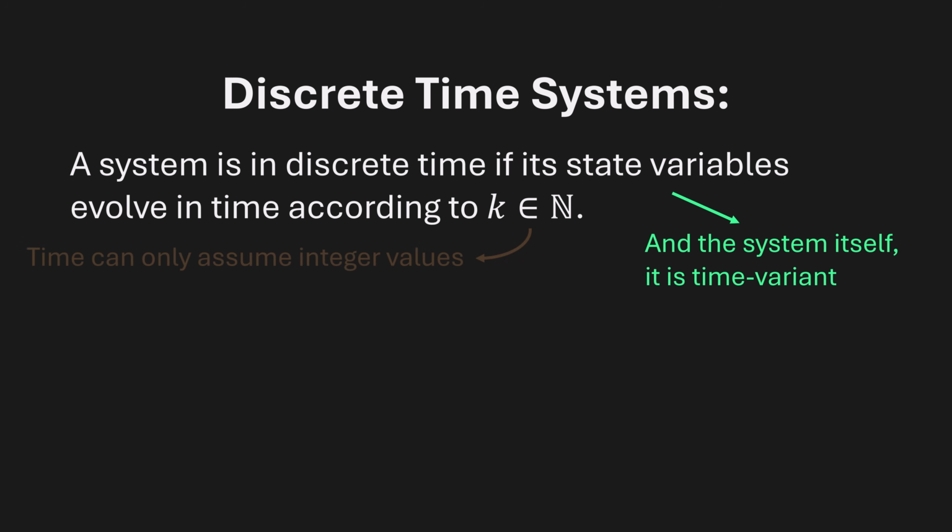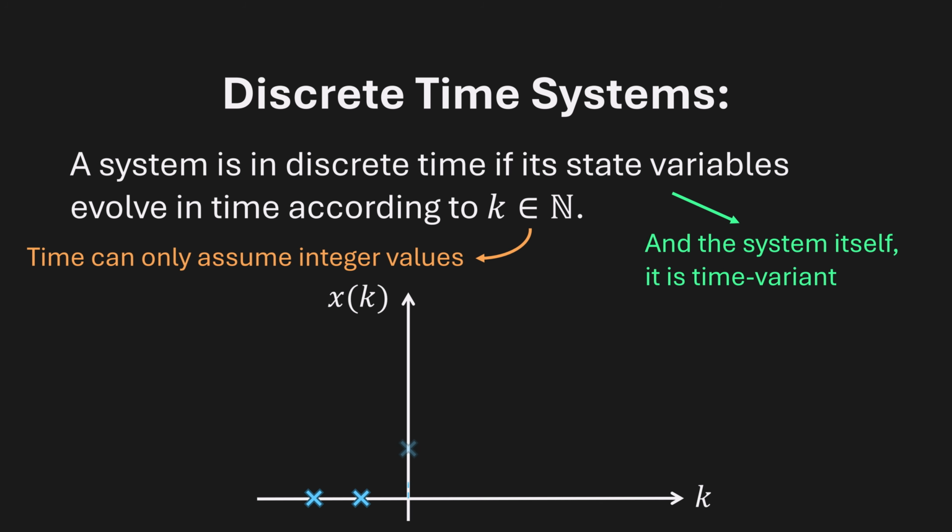A system is in discrete time if its state variables, and the system itself if it is time variant, evolve in time according to k in N, so time can only assume integer values. If we know that the world is in continuous time and not discrete, why do we care so much about this type of systems? Well, there are various reasons, like the fact that they behave nicely with asynchronous events and iterative numerical algorithms, in which k becomes the number of iterations, but the most important one is that it's the way that computers see the world.